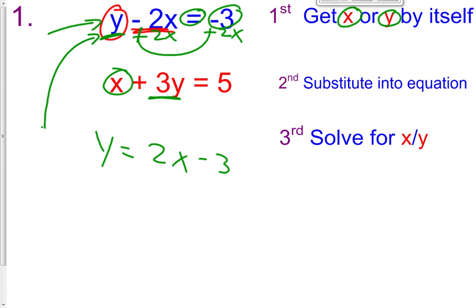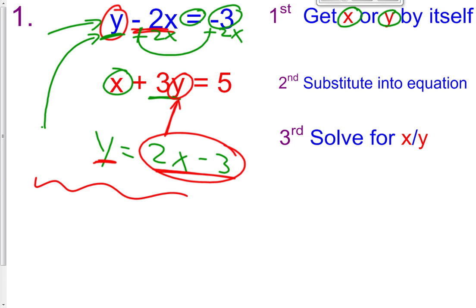Let's circle this, everybody. Please do that with me. And we're going to put that into y. Y equals 2x minus 3. So this y equals 2x minus 3, we're going to substitute it in there. So here's what we got then.